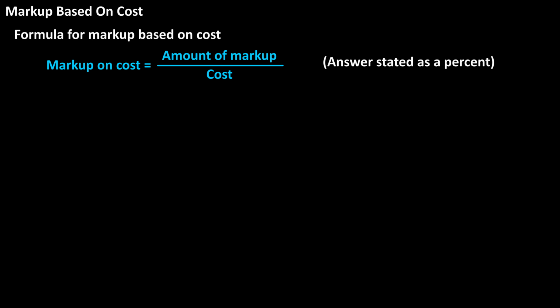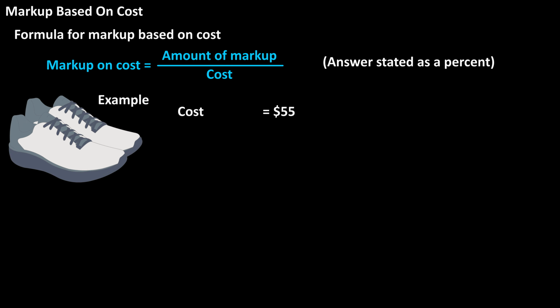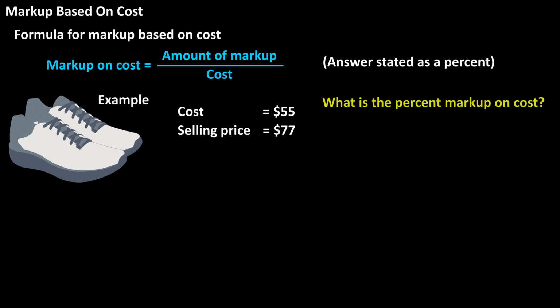As an example, let's say that the cost of a certain pair of shoes is $55 for a retailer, and they plan to sell the shoes for $77. What is the percent of markup based on cost? To find the percent markup on cost, we need to know two things: the amount of markup and the cost. In our example, we are given the cost, $55, so we need to find the amount of markup.